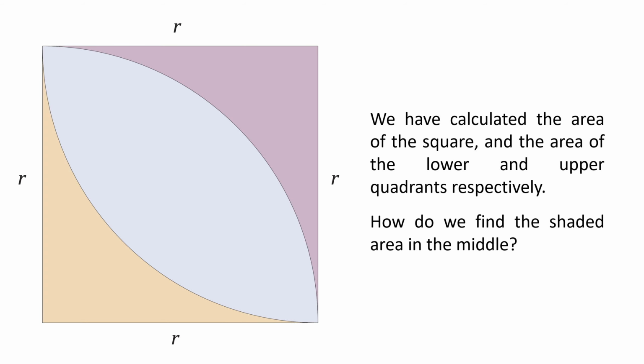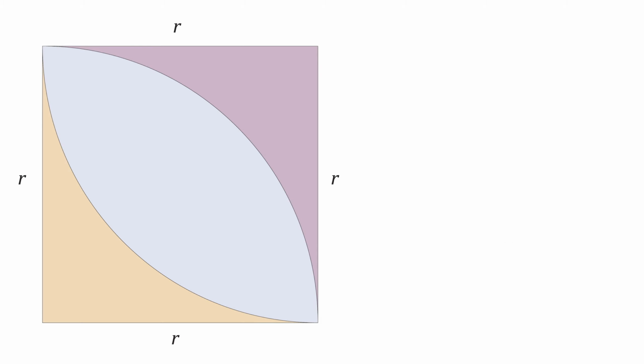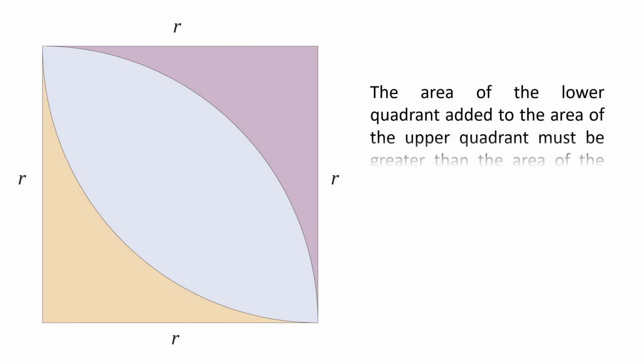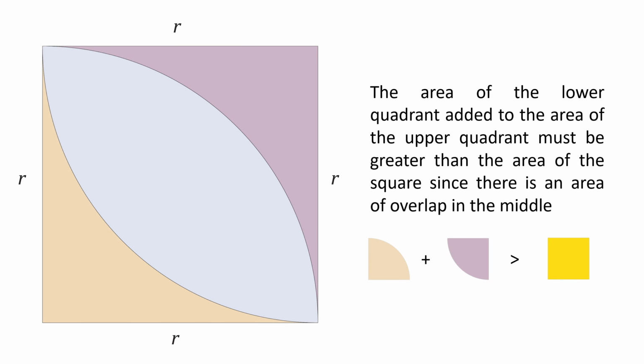We have calculated the area of the square and the area of the lower and upper quadrants respectively. How do we find the shaded area in the middle? The area of the lower quadrant added to the area of the upper quadrant must be greater than the area of the square, since there is an area of overlap in the middle.